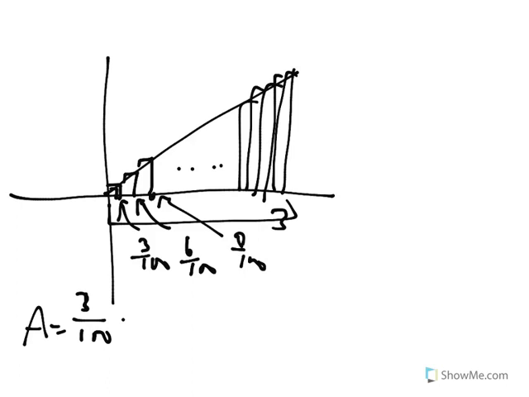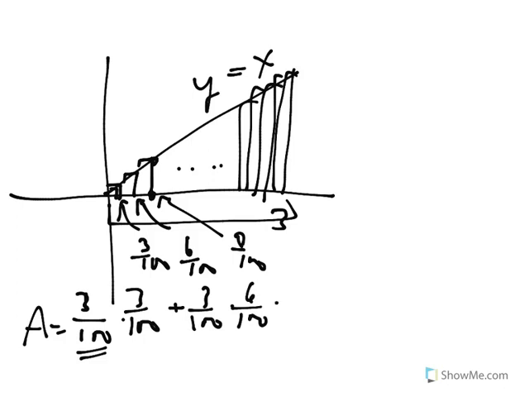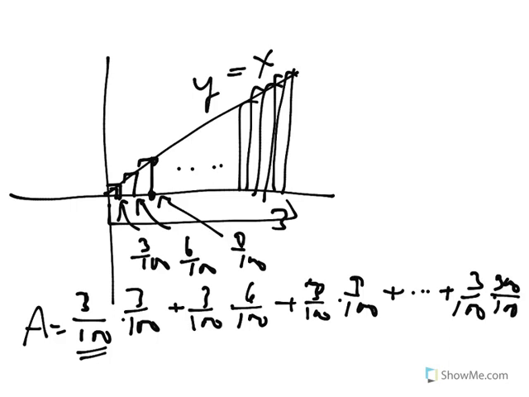So that's not only the x-coordinate of the bottom right-hand corner, but it's also the height of the rectangle, because it's y equals x. So this 3 over 100 is the base, and the first rectangle's height is 3 over 100. Second rectangle has a base of 3 over 100, but a height of 6 over 100, and so on. 9 over 100. All the way up to the last, which would be 300 over 100, which is the same thing as saying the last rectangle has a height of 3.